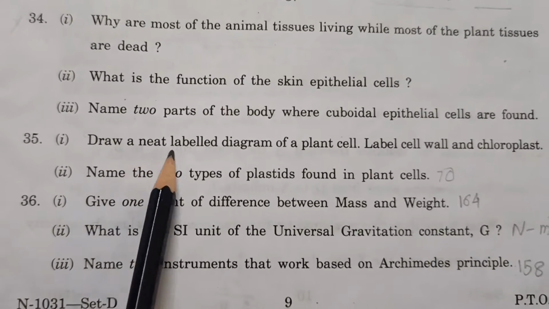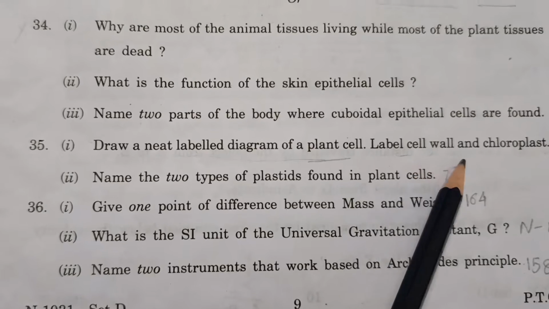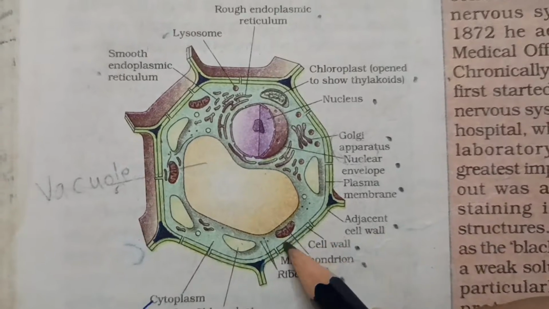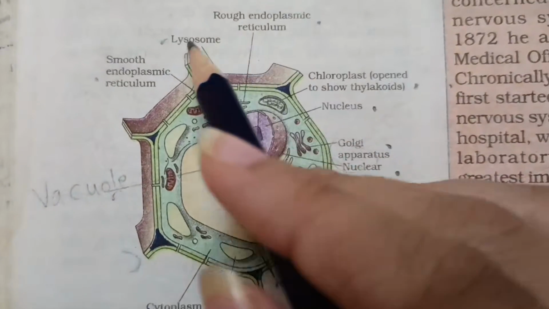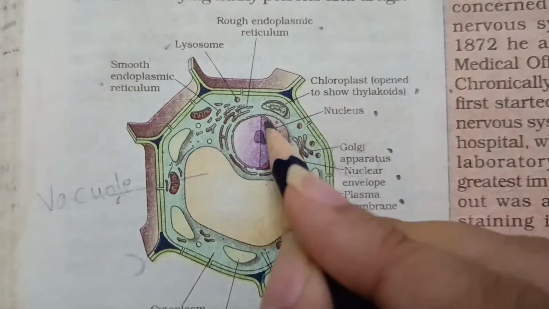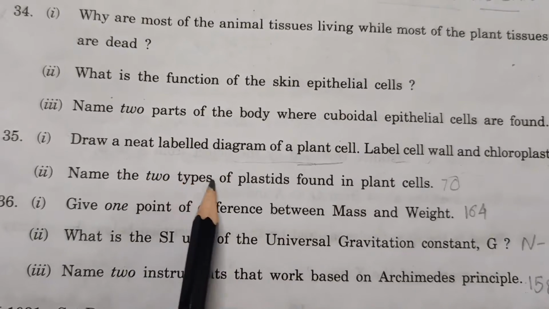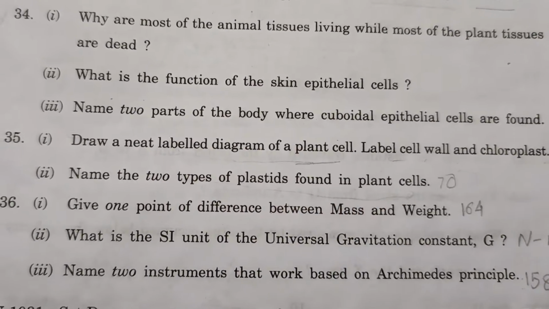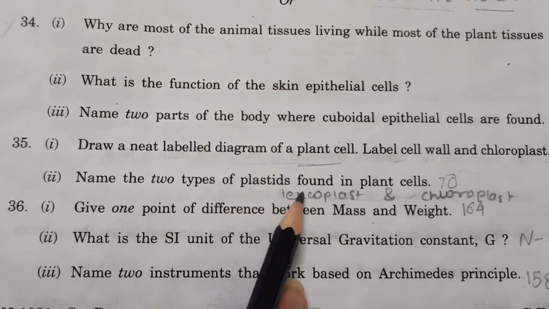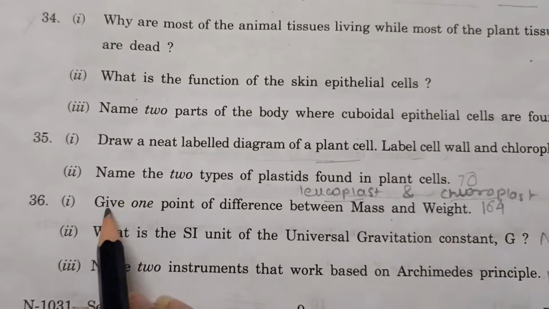35. 1. Draw a neat labelled diagram of the plant cell, label cell wall and chloroplast. So here this is the cell wall, and to label the chloroplast, this one is called the chloroplast. Name the two types of plastids found in plant cells. The two types of plastids found in plant cells are leucoplast and chloroplast.